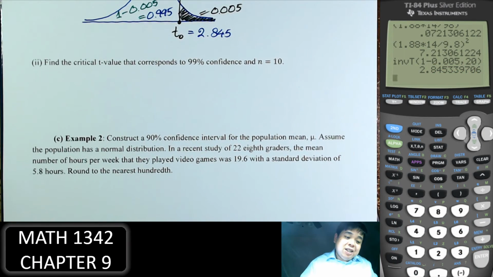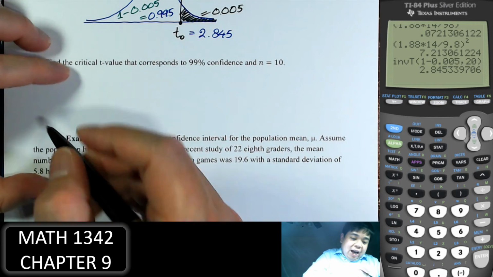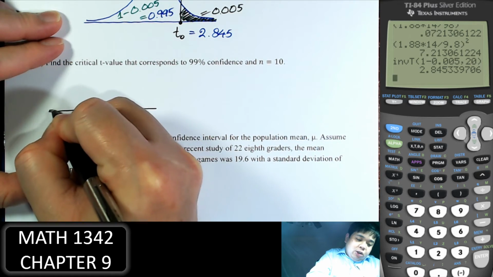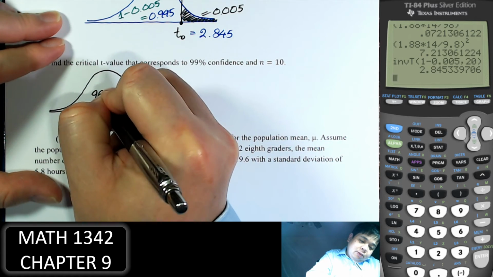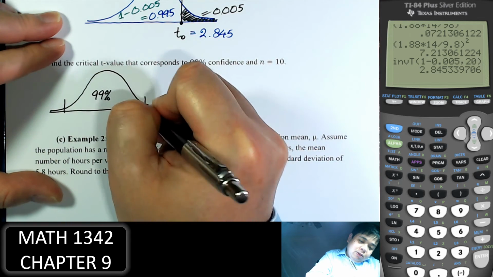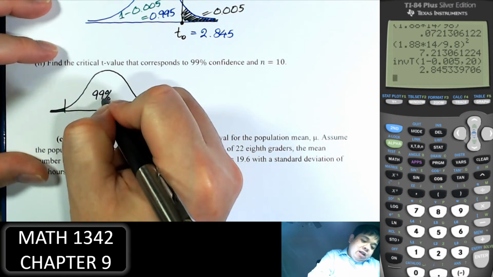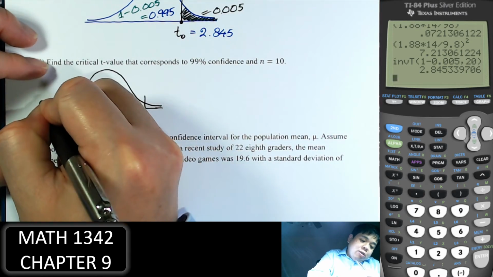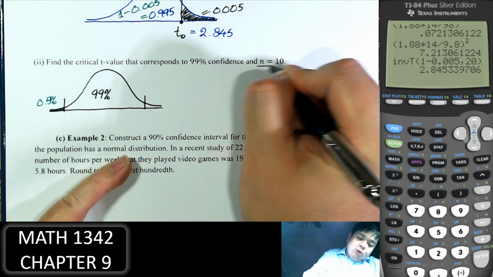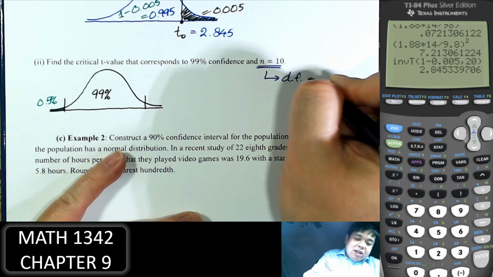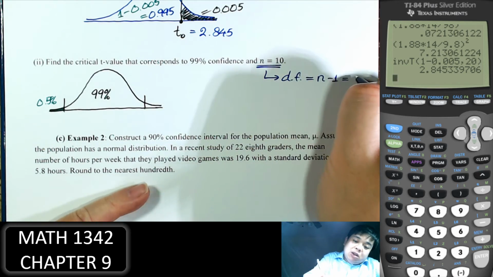Find a critical t value corresponding to 99% confidence and n equal to 10. So we have a 99% confidence interval, so there will be 99% in the middle. That means each tail will be half of what remains. So 1% on 2 tails, on 1 tail will be 0.5%. And degrees of freedom is always 1 less than n. For this case, 10 minus 1 is 9.